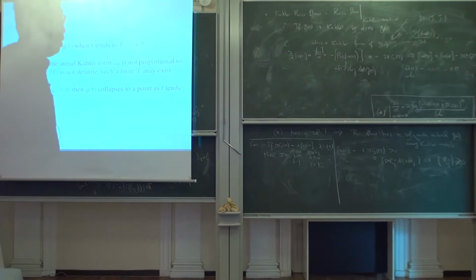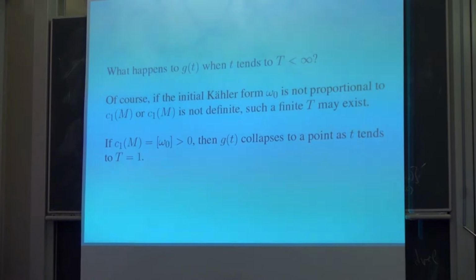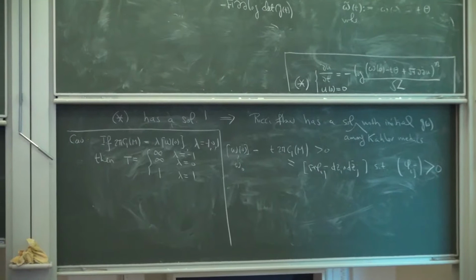So what happens to g(t) as t tends to this capital T? In contrast to the real Riemannian geometry case, you don't know how to determine capital T. Okay, there is a criterion, say, if you develop a singularity at finite time, the curvature has to blow up. Of course, that's intuitively clear, because how do you develop a singularity? Some part of space has to be very, very curved, right? However, in the Kahler case, you have such a simple algebraic condition, a simple cohomological condition.